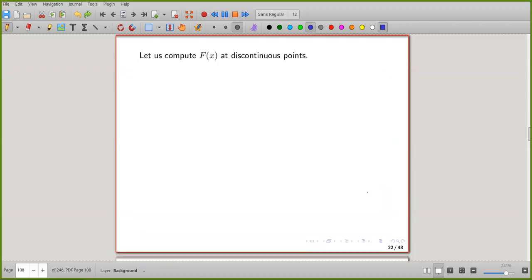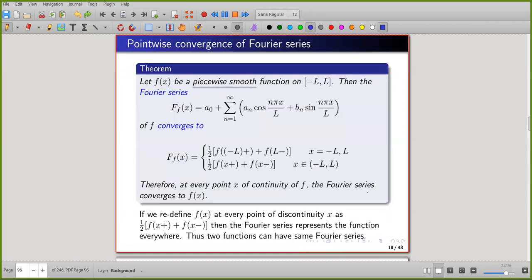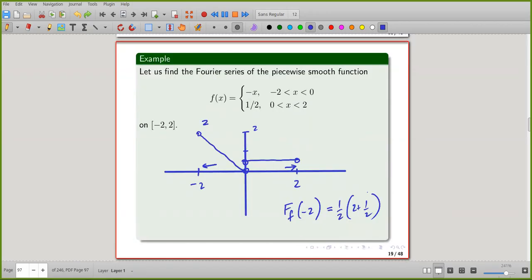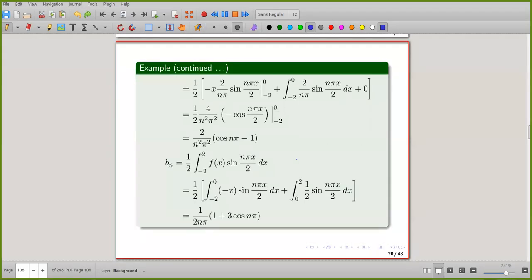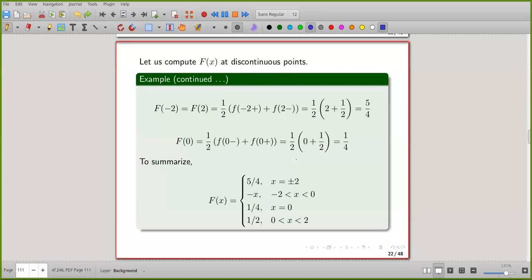Okay. So let's look at the other points of discontinuity. So 0 is a point of discontinuity. When we tend to 0 from here, we have 0. And when we tend to 0 from here, we have half. So f sub f of 0 is going to be 1 by 4. And that's it, because f sub f is periodic, here also it will be 5 by 4 at 2. I hope that is clear.